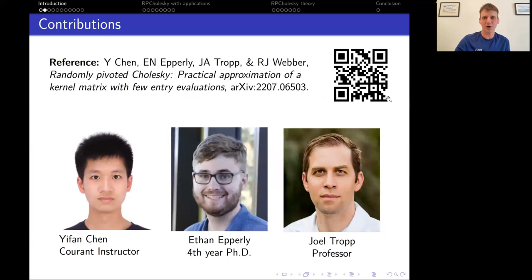Here is a QR code, which you can generate online, apparently, to link to your papers. So that's cool. And here's pictures of my co-authors, many of whom just leveled up because it's a new school year. So Ifan is now a Courant instructor. He used to be a PhD student at Caltech. Ethan moved up from third year to fourth year PhD, and Joel Tropp remains once and forever a professor.